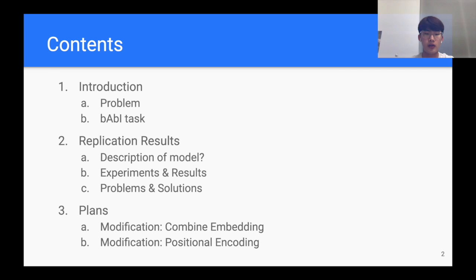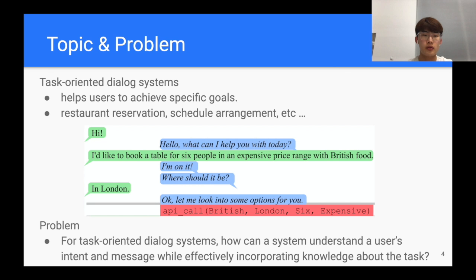Here are our contents. This is our topic, the task-oriented dialogue system. It has the purpose of helping the user to achieve specific goals, such as restaurant booking. Here we brought an example of the uses of the task-oriented dialogue system. The user's utterances are on the left and the system responses on the right. At the end of the conversation, the system generates an API call to complete the given task.